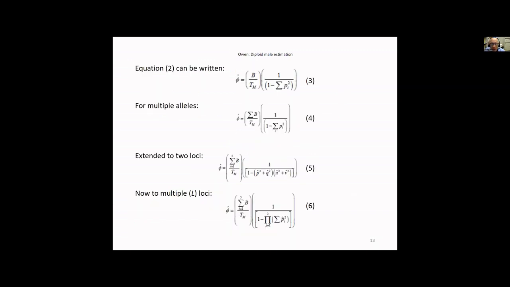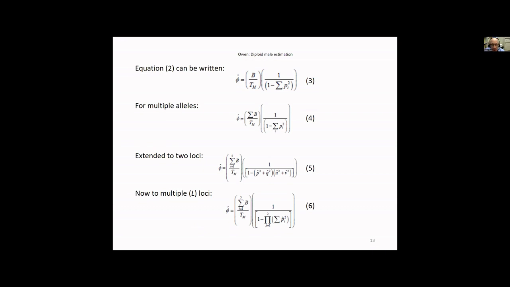Now, if we successively rewrite this equation and add alleles and loci, you'll see what we end up with. So equation 2 can simply be written like this. Equation 3, we're separating out the binomial sampling from the heterozygosity. We can add multiple alleles very easily. We can extend it to 2 loci, as Owen and Packer did. And then it's easy to extend to multiple loci, L, with many alleles at each one.